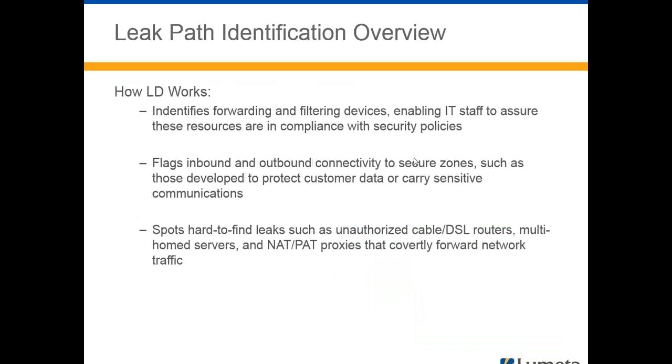The way in which leak path identification works is that it identifies forwarding and filtering devices, enabling IT staffs to assure these resources are in compliance with security policies. It flags inbound and outbound connectivity to secure zones, such as those developed to protect customer data or carry sensitive communications, as well as spots hard-to-find leaks such as unauthorized cable or DSL routers, multi-home servers, and NAT/PAT proxies that covertly forward network traffic.